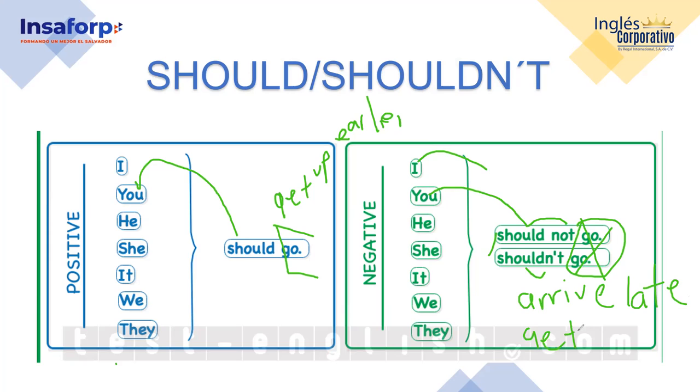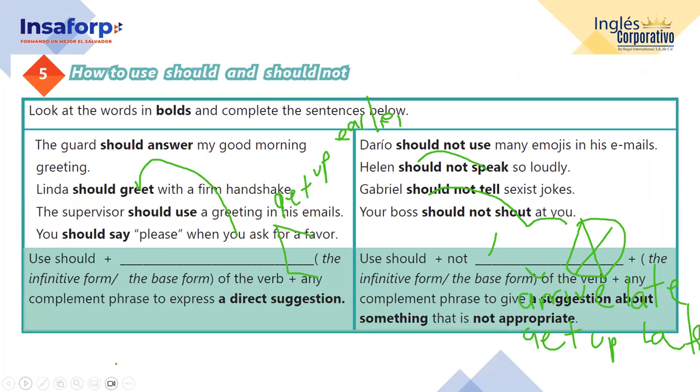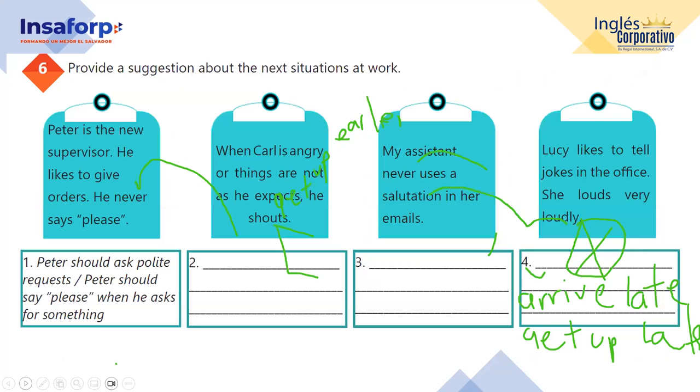Okay, or you shouldn't get up late. Okay, so I need to fix, or I need to see which is the best verb if I use a positive or a negative statement, right? So I have two different ways. And in the book, we have some examples. Let's see. These are equations, but I want to see this one. This is what I have already explained. I want to go to this.